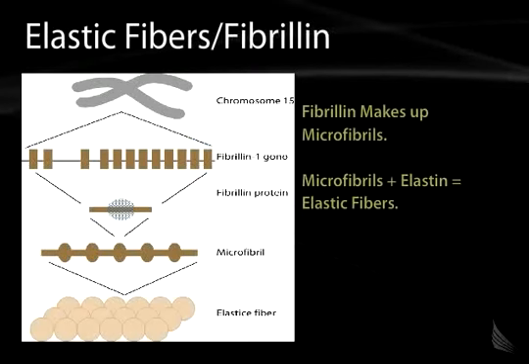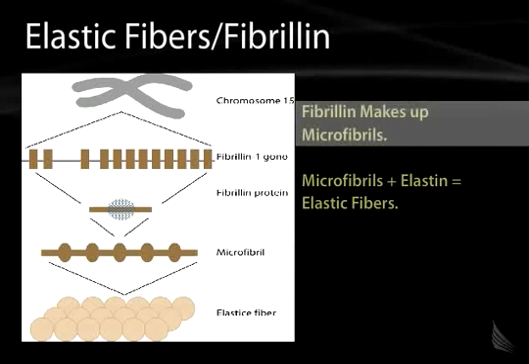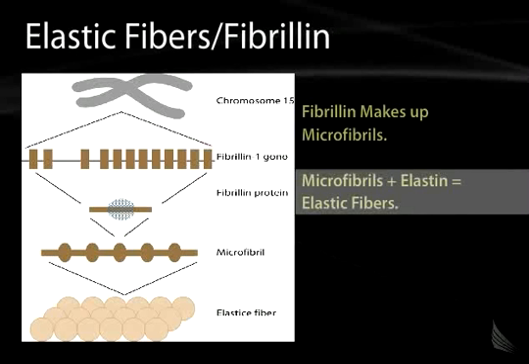Now, another important component of the extracellular matrix are elastic fibers. And these are important because they allow recoil of tissues when they're deformed. And the elastic fibers are made up of two components. There are microfibrils, and there's elastin. And these two things together make up the elastic fibers.